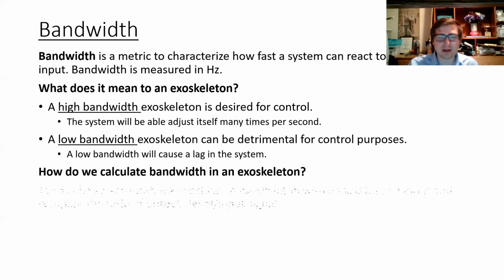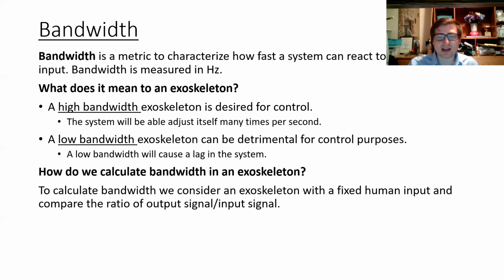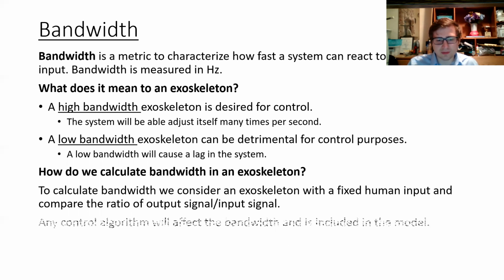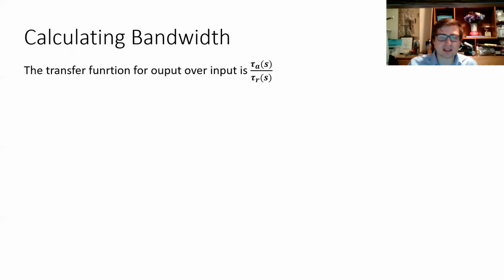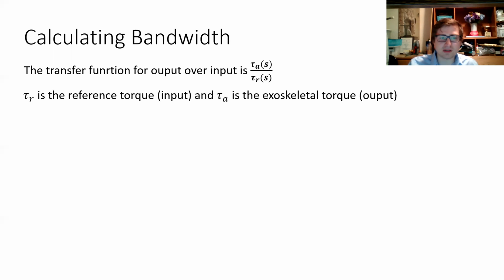So how do we calculate bandwidth in an exoskeleton? To calculate bandwidth, you fix the human input and compare the ratio of output signal to input signal for a given reference torque. Control algorithms are going to affect the bandwidth, so they're included in the model. A typical bandwidth is the frequency where the output over the input drops below -3 decibels, which is around 70.7%. To calculate this, we need a different transfer function, which is the applied torque divided by the reference torque.